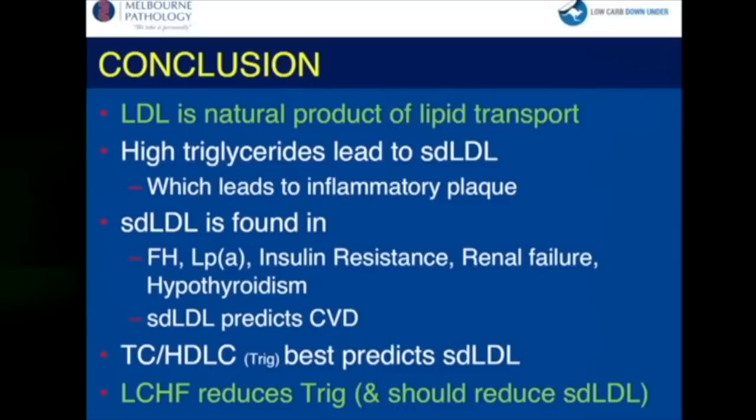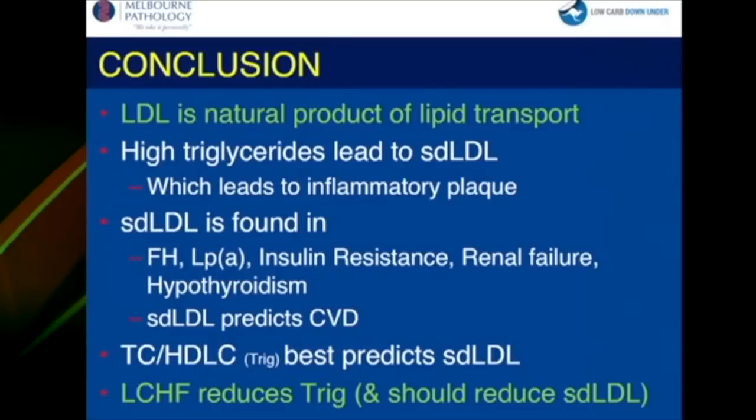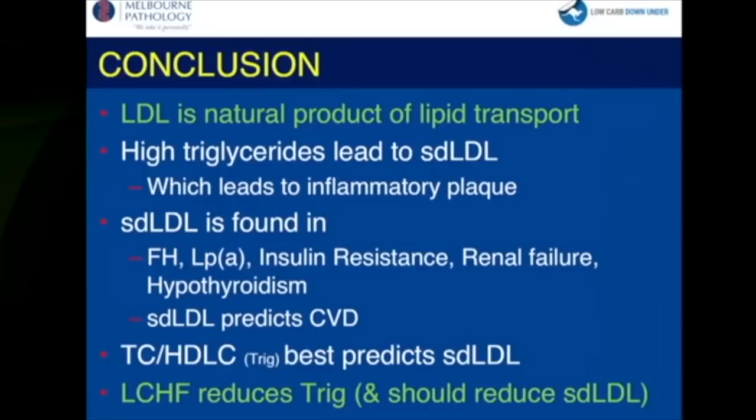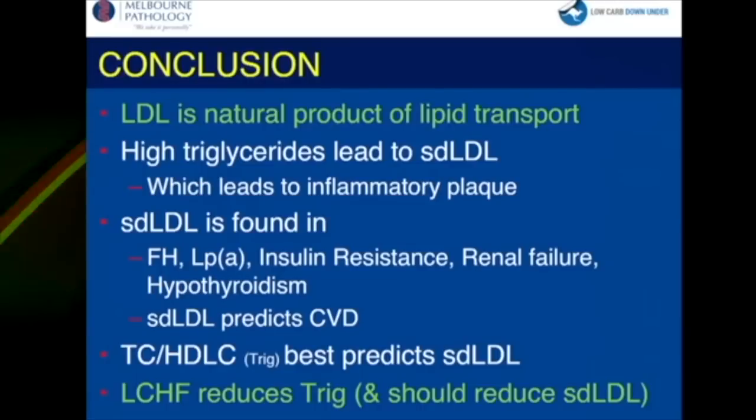The best predictor that we currently have for small dense LDL, other than spending the $100, is the total cholesterol HDL ratio. And the way to improve all of that is through LCHF.